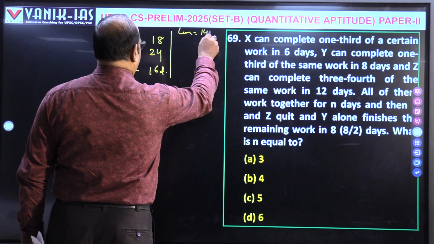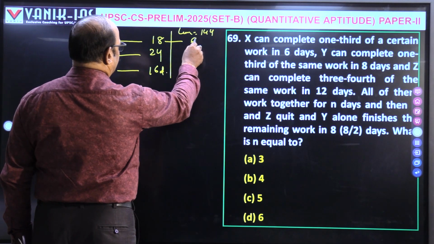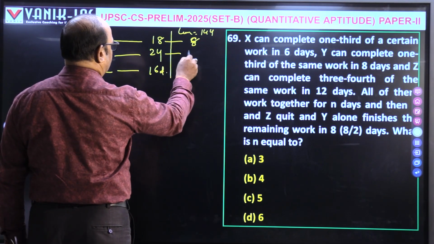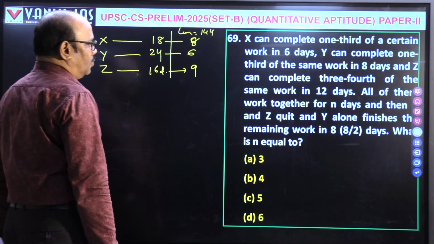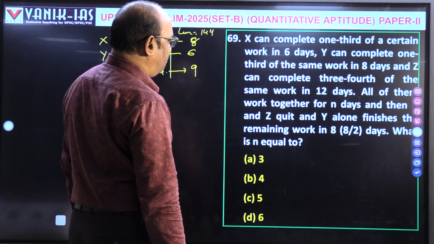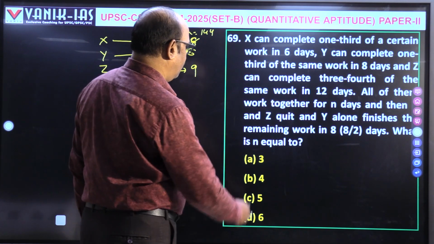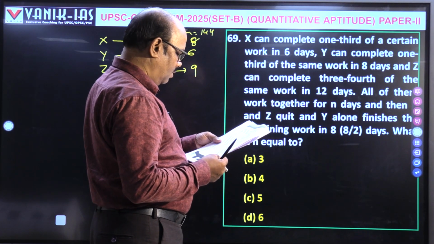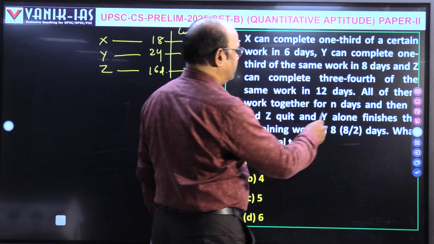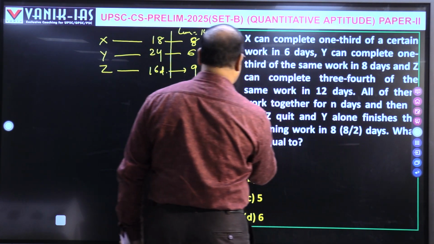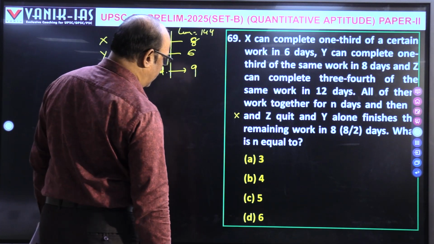The efficiency of X is 8, Y is 6, Z is 9. Come to the question. All of them work together for n days and then X and Z quit and Y alone finishes the remaining work in 8 and 2/3 days. What is n equal to?